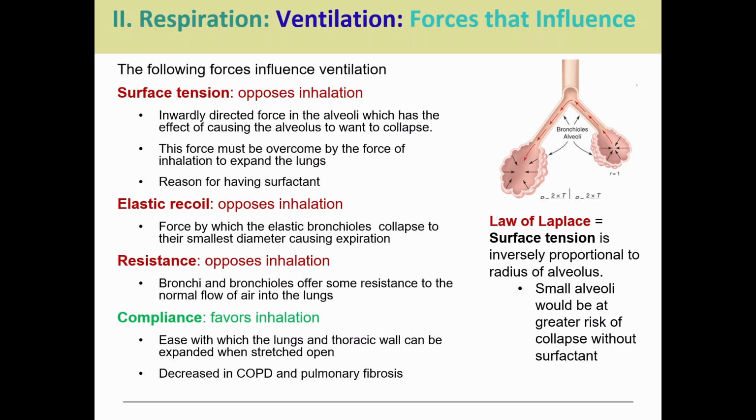And then resistance, there is some resistance, right, to normal flow of air into the lungs when we look at the bronchi and bronchioles. And then compliance, this is the ease of the expansion. So this is your lungs and thoracic wall's ability to expand and stretch, right? And if you have certain diseases like COPD or pulmonary fibrosis, you lose compliance. That stretchiness, that expansiveness is lost.